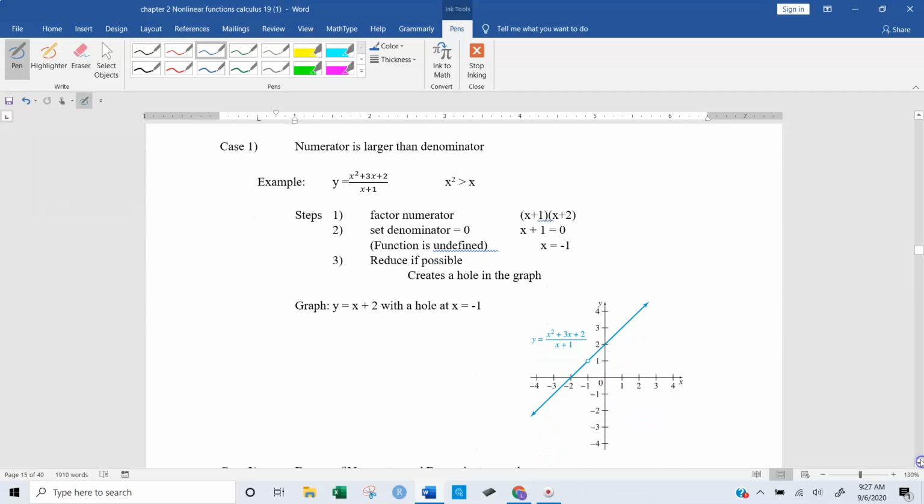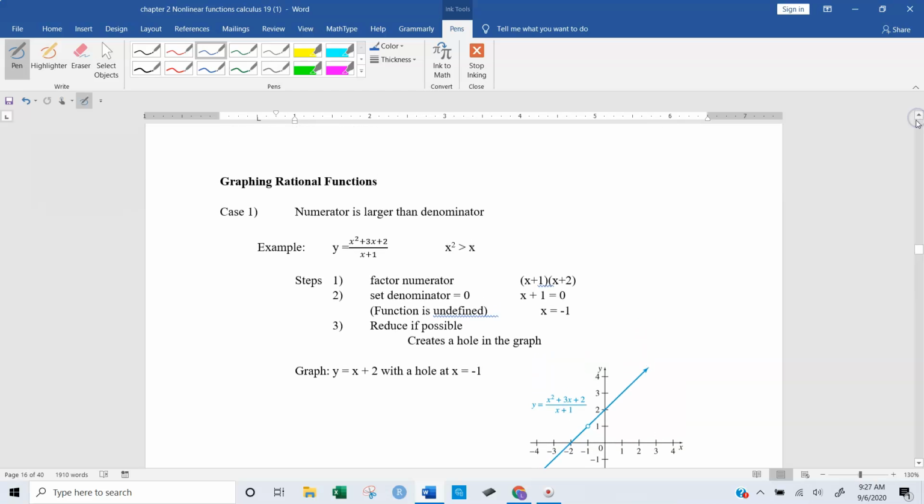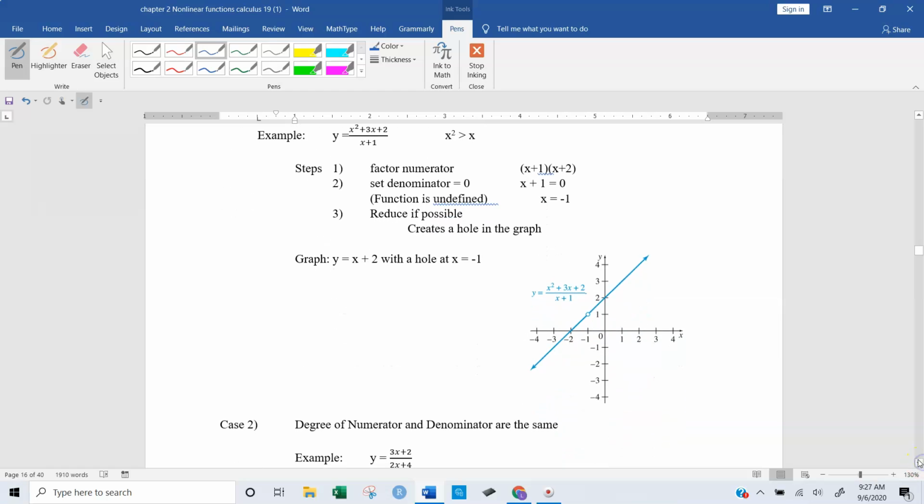And I think algebra 2, if I remember right. Okay, numerator is larger than the denominator, so we're looking for different ways that we can cancel our slants and our asymptotes is what we're looking for here. So the first one is a hole. We haven't done a lot of those.